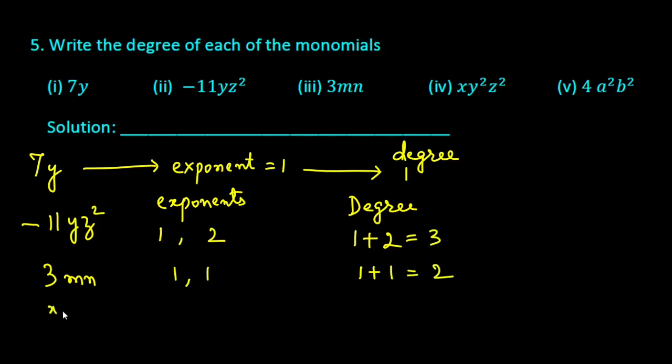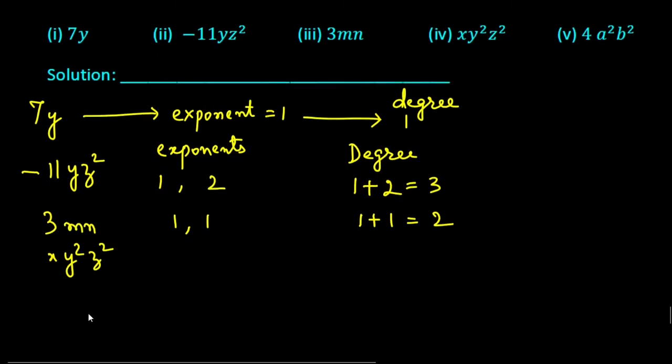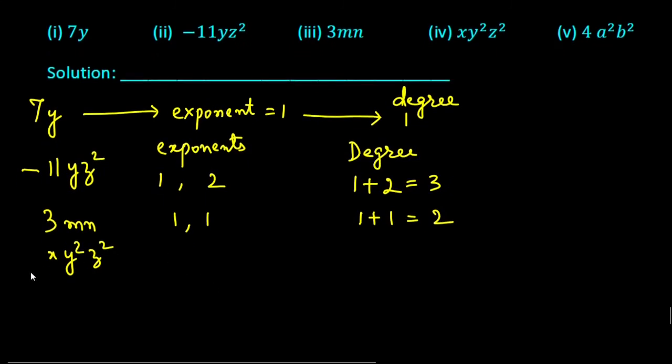Fourth one, x y square z square. Here we have three variables. The exponent of x is 1, exponent of y is 2, exponent of z is 2. Then the sum of these exponents is 1 plus 2 plus 2, that is 5. So 5 is the degree of this monomial.